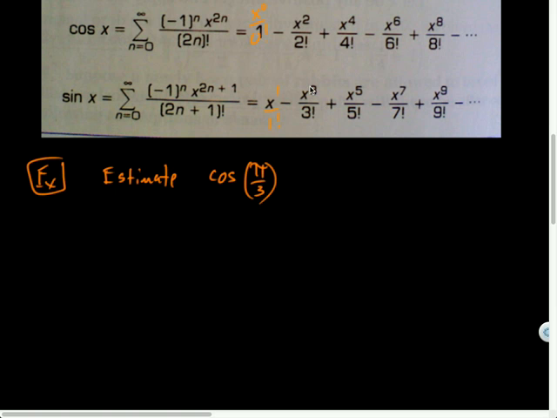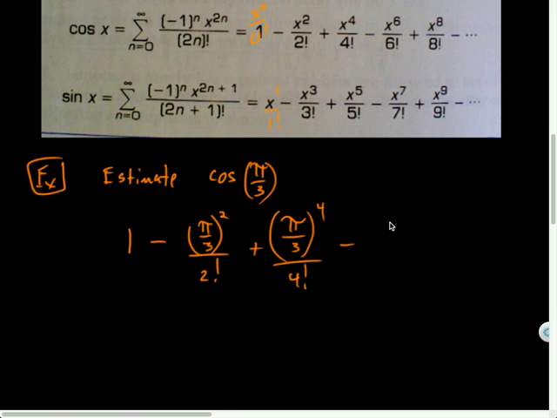So let's plug this in for cosine. I'm going to estimate it by doing 1 minus pi over 3 squared divided by 2 factorial plus pi over 3, not pi, to the 4th over 4 factorial. So cosine's just all the evens, and it's got the alternating sign, minus pi over 3 to the 6th, all over 6 factorial, and then plus pi over 3 to the 8th over 8 factorial. And I trust your guys' ability to plug that into a calculator and get estimates for each of those and go from there.